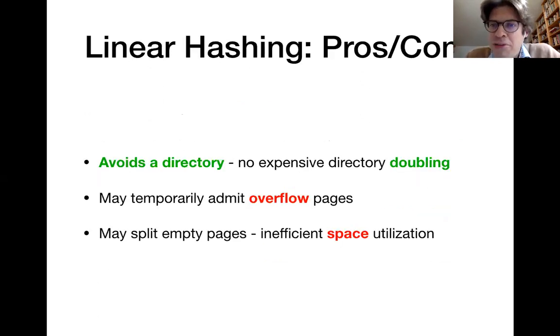And if we compare the pros and cons, then the nice thing about linear hashing is that it avoids the directory, so we don't have any expensive directory doubling. It has the drawback that it might temporarily admit overflow pages, and it sometimes may split pages that are empty or near empty, which means that I probably use up more space than is necessary. So those are a couple of drawbacks, but nevertheless, this is a pretty convenient hashing method.